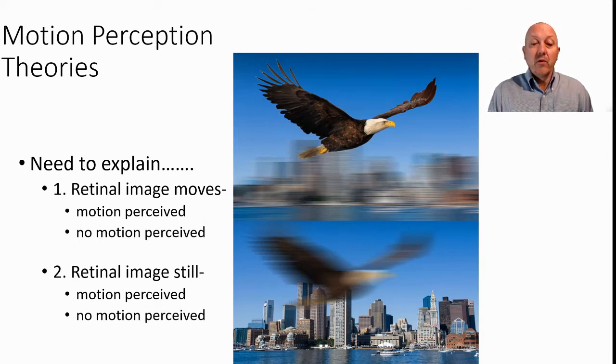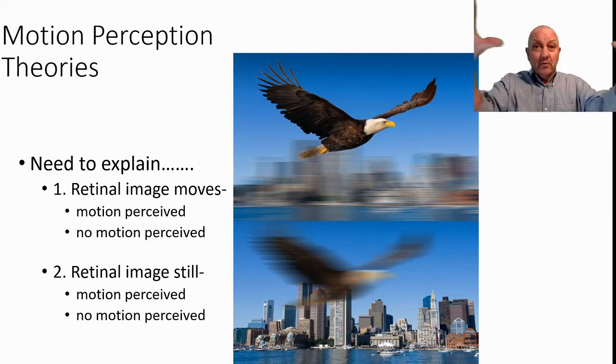You need to explain when the retinal image moves and you perceive motion. So you're staring at a blank wall or you're staring out the window and a bird flies in front of you. The retinal image is moving and you perceive motion. But you also need to explain when the retinal image moves and there's no motion perceived. So if you're standing in your room by yourself and you turn this way, everything on your retina changes. The whole visual field moves, but you don't perceive any motion.